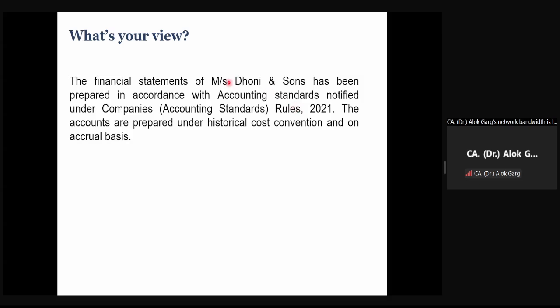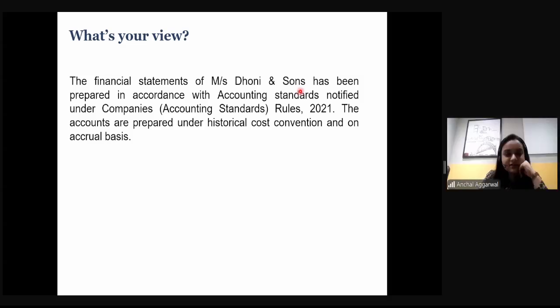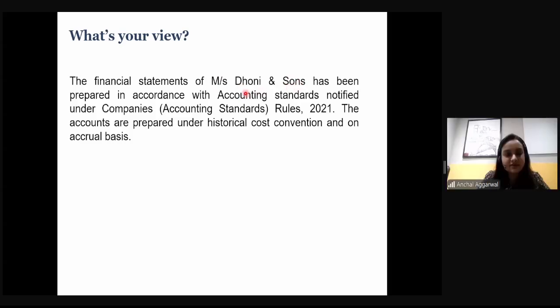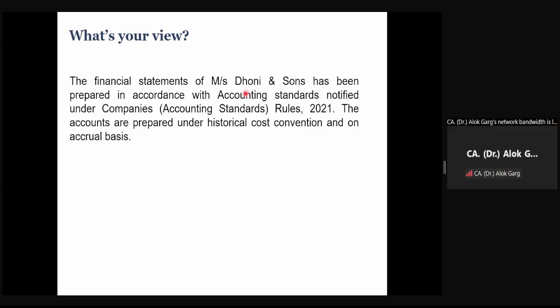Okay. But can you see what is the legal entity here? The legal entity is not a private limited. The legal entity is Messrs Dhoni and Sons. It's a non-corporate entity, right? Earlier this audit firm had the audit of Dhoni Private Limited, and this Dhoni Private Limited has a sister concern, Dhoni and Sons, and the same auditor is there. So this auditor is auditing the financial statements of both the entities. And the accountant had just copy pasted this paragraph, changing the name of the legal entity.